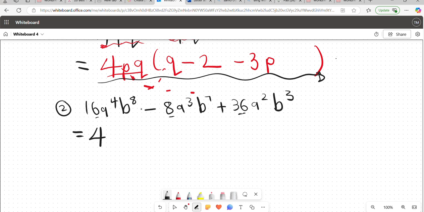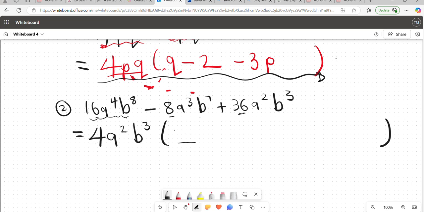Between the A's, I have an a to the 4, a to the 3, and an a to the 2. Remember what the rule is. You always take out the one with the lowest exponent. I have a b to the 8, a b to the 7, and a b to the 3. So a b to the 3 would come out as my common factor. Then I open this bracket and I ask the same questions again. This 4a squared b to the power 3 needs to multiply with what in this bracket here to give me back the 16a to the 4 b to the 8.